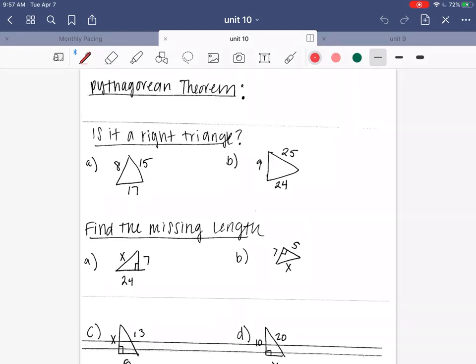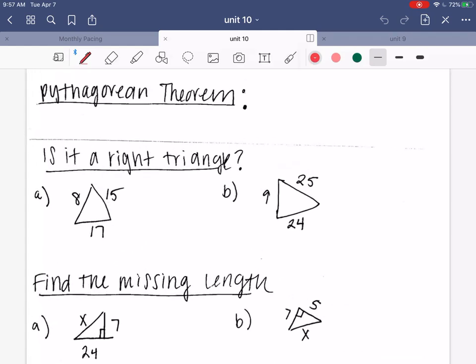This is the first lesson in Unit 10. We're going to look at the Pythagorean theorem, which I know that you have seen before and remember from 8th grade. So the first thing we're going to look at is the actual formula, all right?